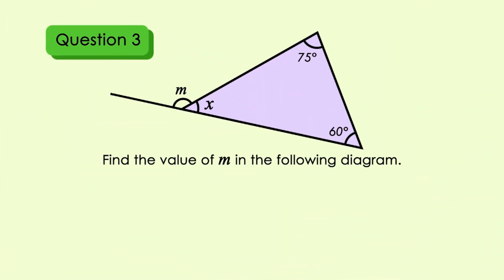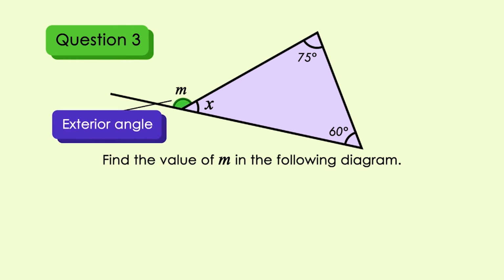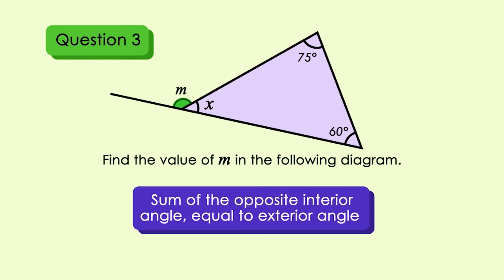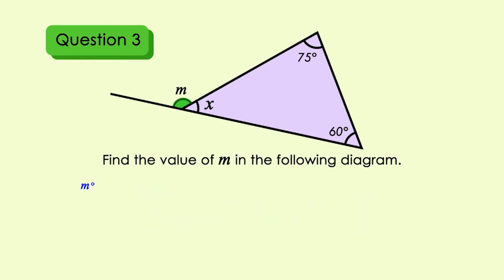Next, look at this diagram. Find the value of M in the following diagram. As you can see, M is an exterior angle. And from what we have learned previously, the sum of the opposite interior angles equals to the exterior angle. Thus, to find M, add up 60 degrees and 75 degrees. You will get 135 degrees.